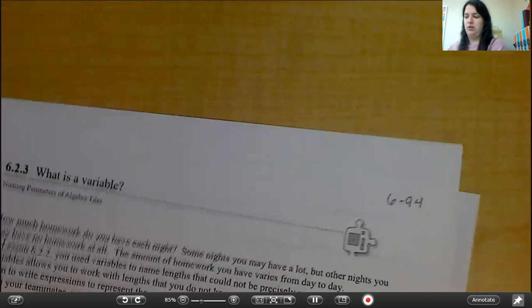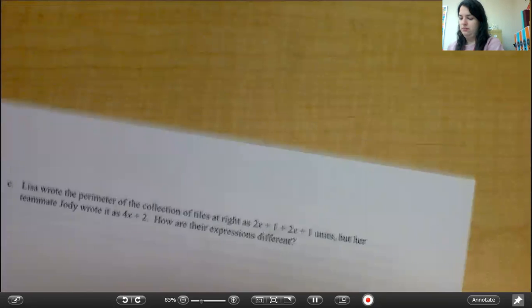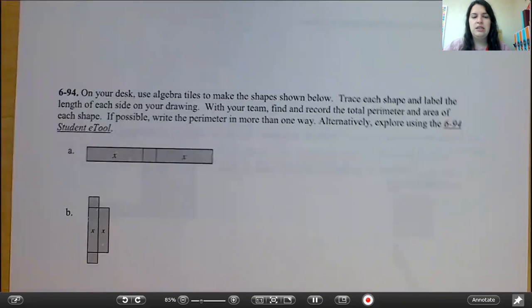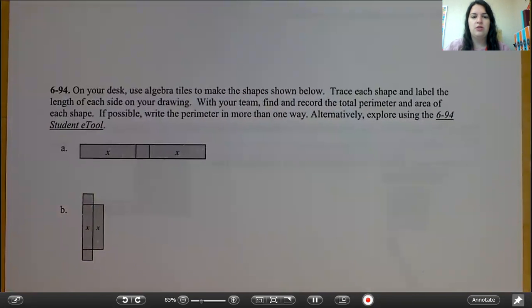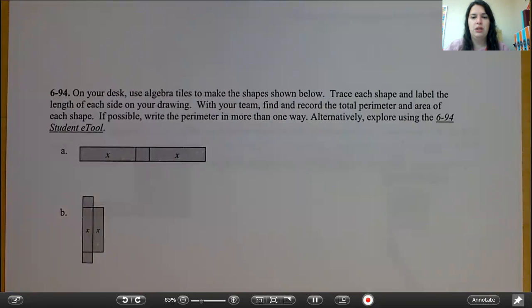So if you would please turn to 6-94. 6-94 says, on your desk, use algebra tiles to make the shapes shown below. Trace each shape and label the length of each side of your drawing. With your team, find and record the total perimeter and area of each shape. If possible, write the perimeter in more than one way. Alternately, explore using the 6-94 tool.